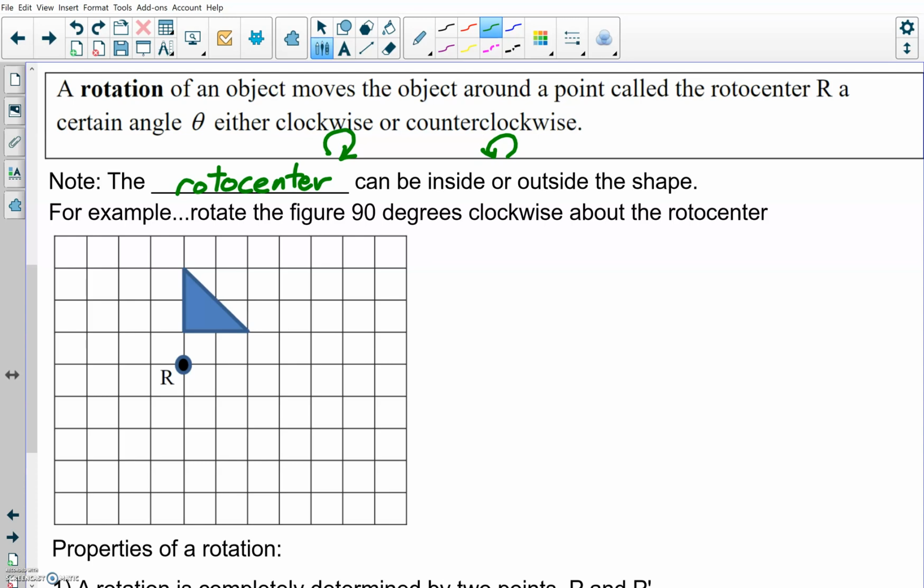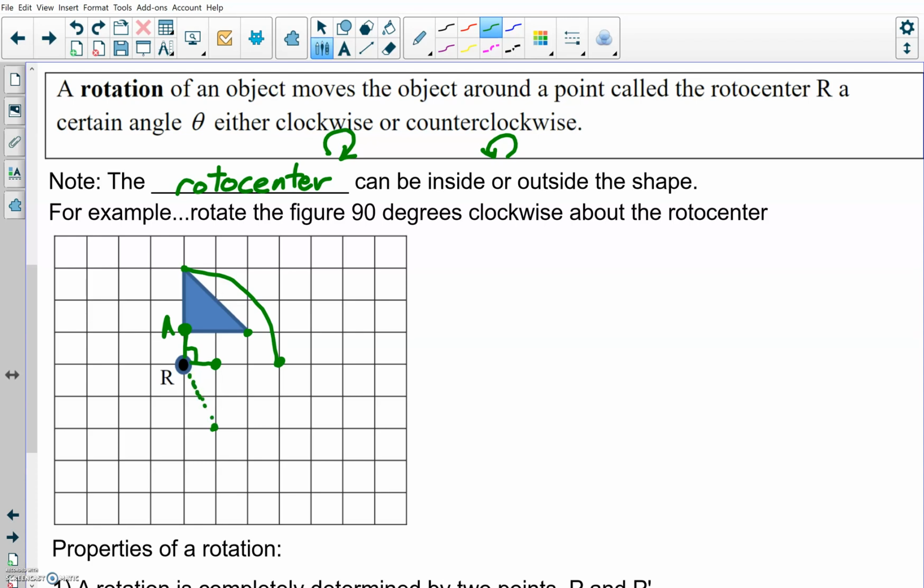So for example here, we're going to rotate the figure 90 degrees clockwise about the rotocenter. I'm going to pick this point up here, and actually I'll pick one closer, it's a little easier to draw. So I'm going to pick that point right there, I'll call that A. And I'm going to move it 90 degrees clockwise. So come over to here, and it would come right down to there. This point up here, if we rotate it 90 degrees, will end up right here. And then this point, if we were to rotate it 90 degrees, would end up down here.